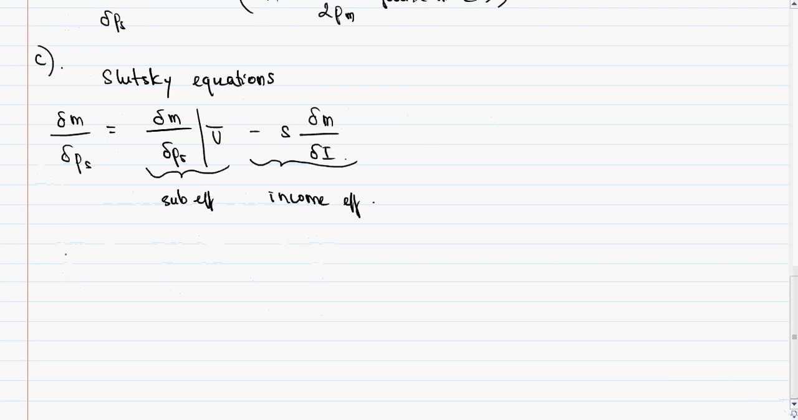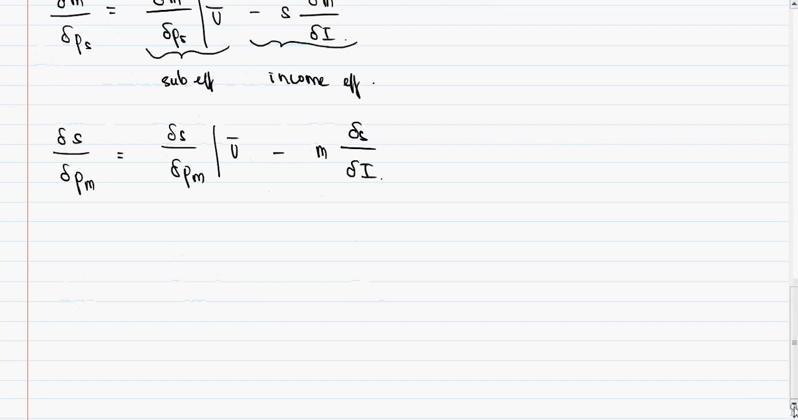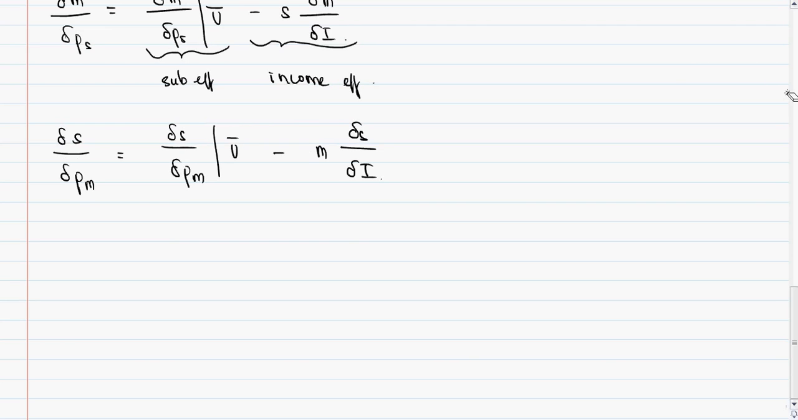Similar for the demand for S. The change in the demand for S given the change in the price of M will be equal to the change in S on the change in the price of M, such that the utility is constant, minus M multiplied by the change of S on the change of I. Again, the first term is the substitution effect, and the second term, including the negative sign, is the income effect.